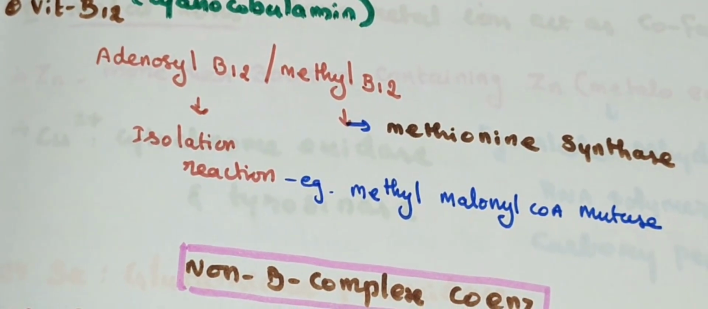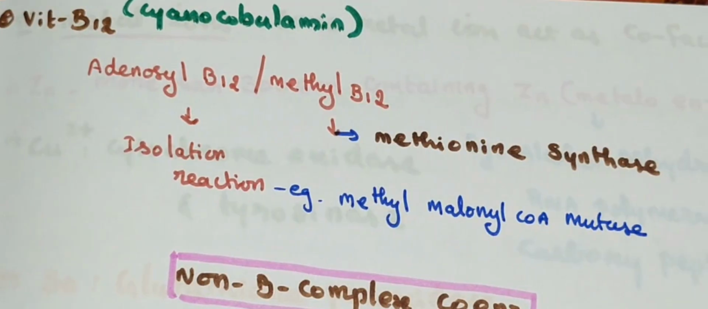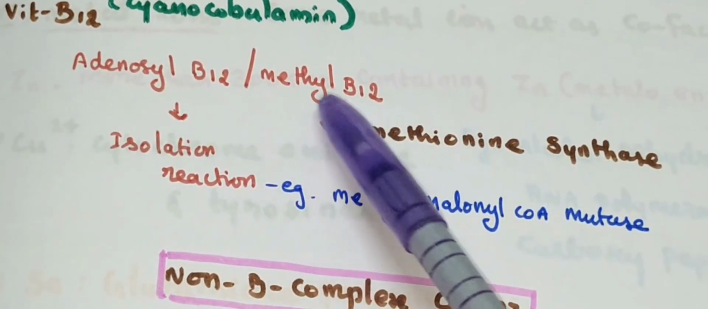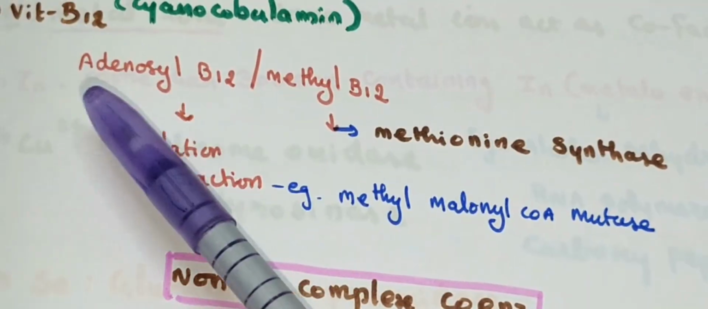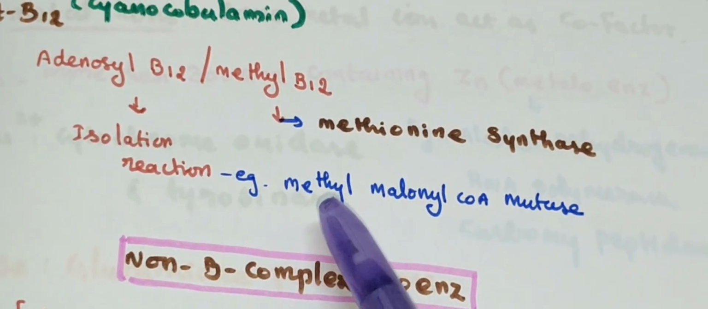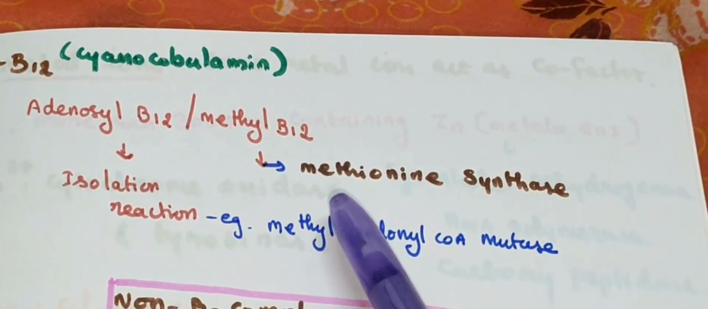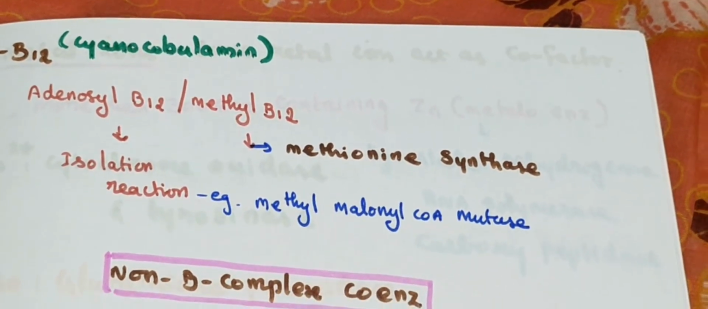Next, vitamin B12, cyanocobalamin, with adenosyl B12 and methyl B12. These are the two coenzyme forms. This is involved in isomerization reactions. Examples are methylmalonyl coenzyme A mutase and methionine synthetase, which is the enzyme.